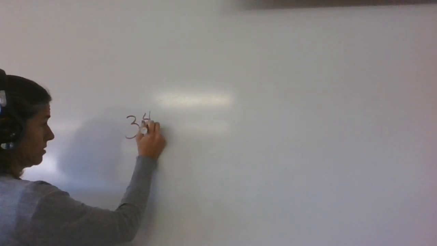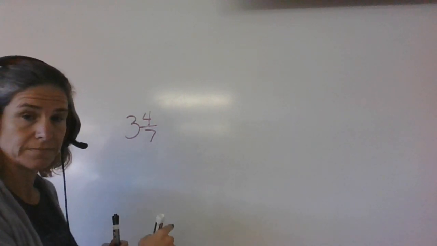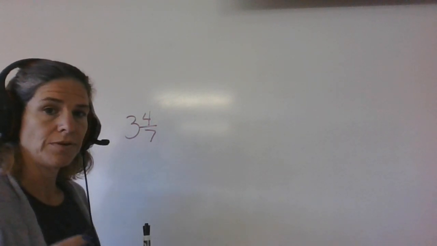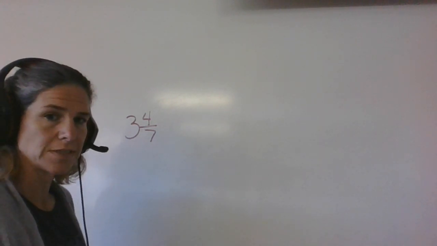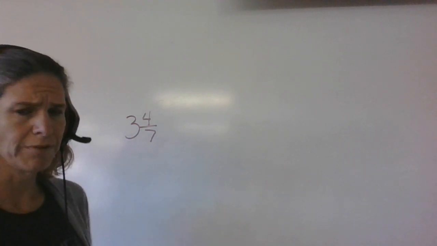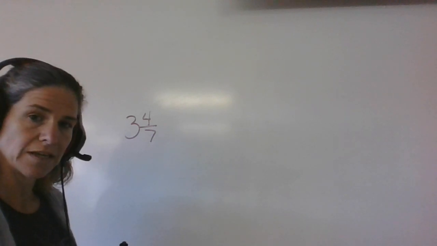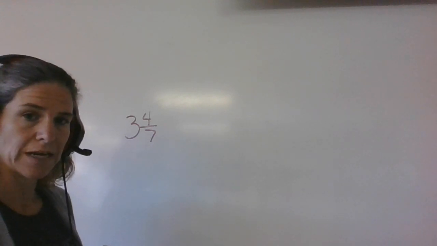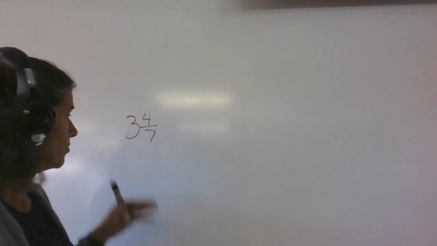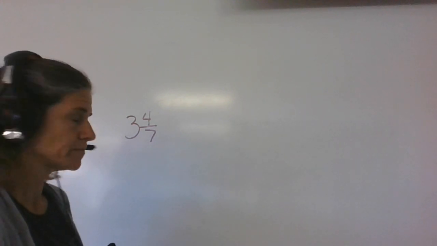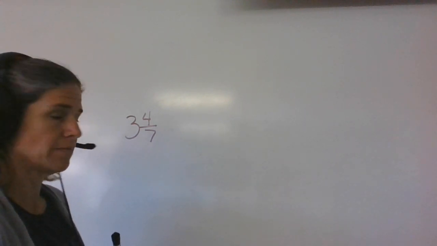Mixed numbers, remember, are numbers that have a whole number and a fraction, like 3 and 4/7. It's a mixed number because it has a whole number and then it has a fraction. I'm going to go through this quickly as it is a review. If you have more questions, ask me and I can definitely give you more resources to go back and review.